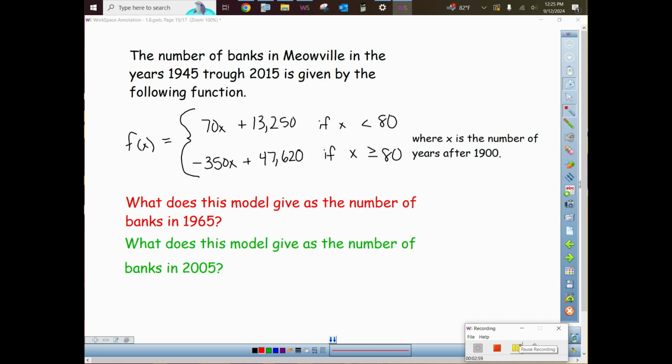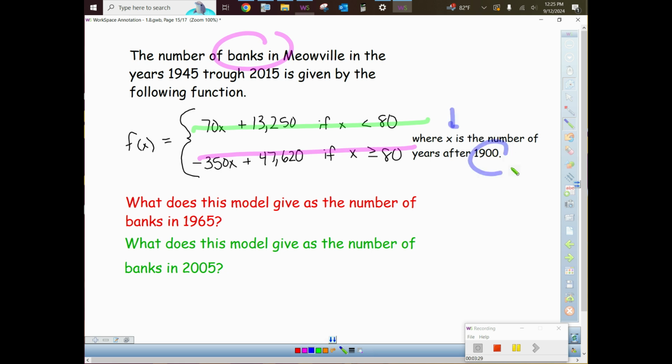Moving on, our next question gives us the system right here with its piecewise. You have 2 different pieces here. I'll call this my green piece, like we've been doing all day. This first piece right here is the green piece, and the second piece is the red piece. It's about how many banks there are in the town of Meowville in the years 1945 through 2015. It's just a little predictive thing, given by this function, where x stands for the years after 1900.